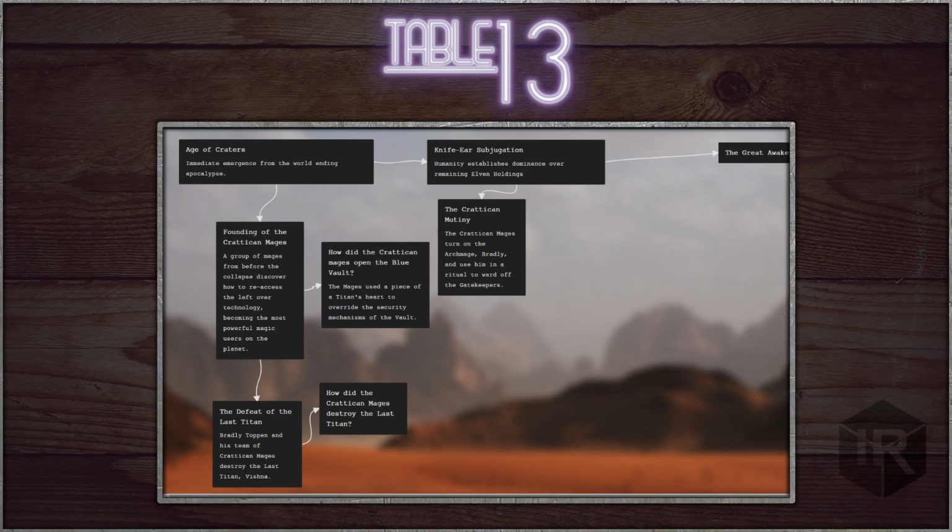All right. So now that we've established our characters, essentially what we're aiming to do in this scene is answer the question: how did the Kratikan mages destroy the last Titan? We'll play until we determine what that is, and then take what we learned from that and make a description based off of it.